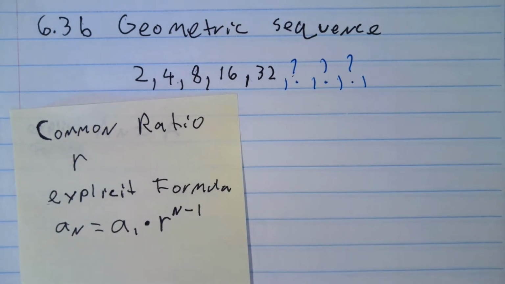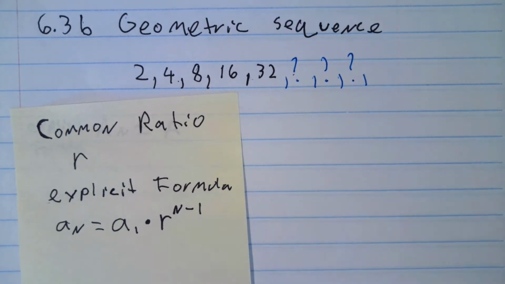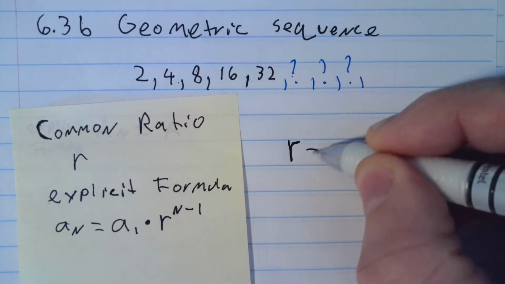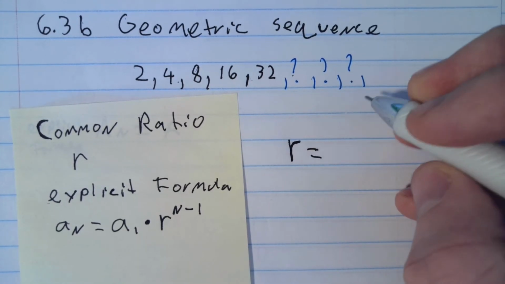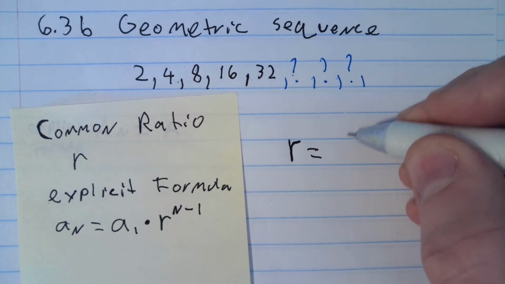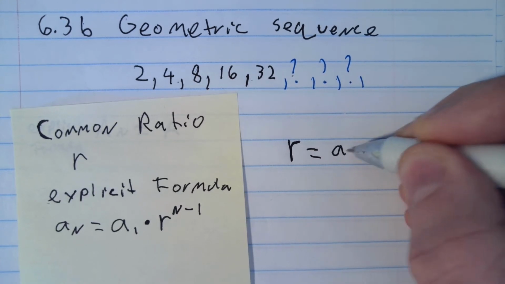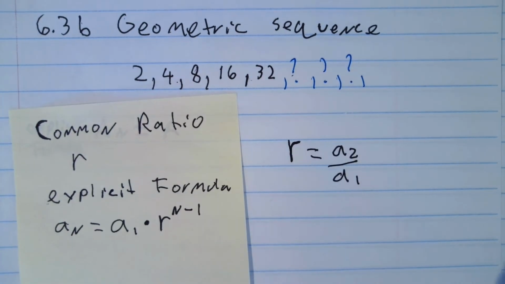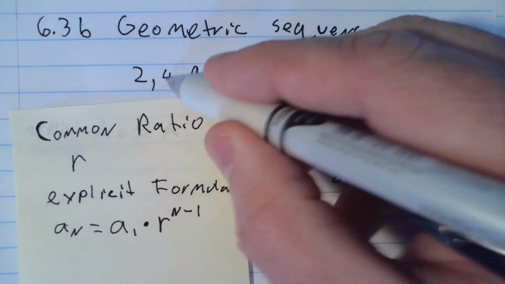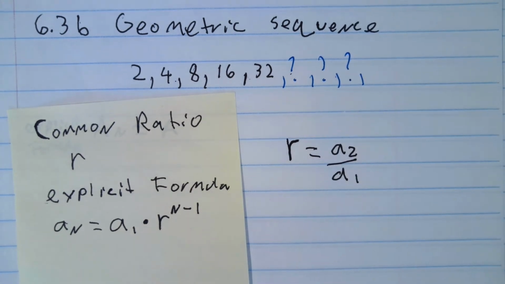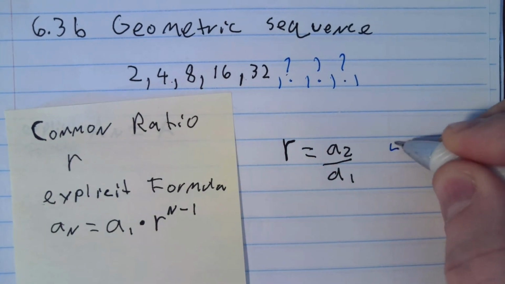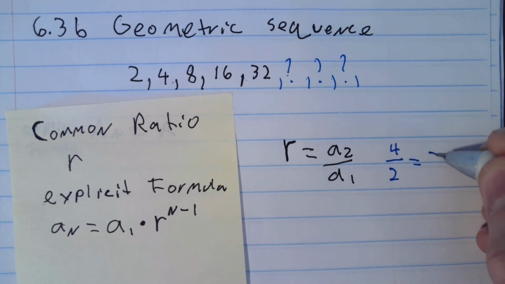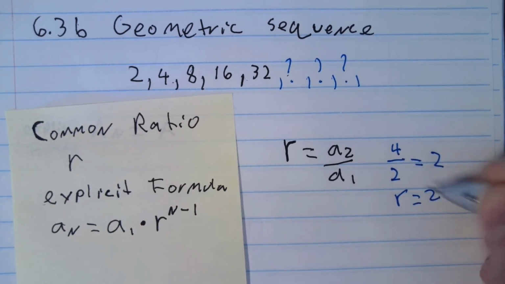To find the next three here, I need to find the common ratio. The formula to find the common ratio is R equals A_2 divided by A_1. That's why it's called a ratio. So I'm going to find the common ratio here. A_2 divided by A_1, and that simplifies to 2. So your common ratio is 2.